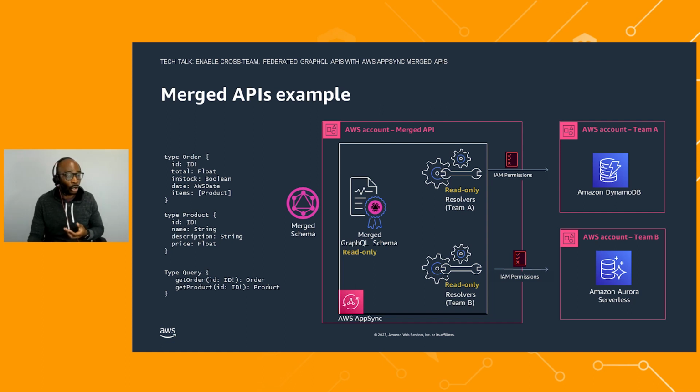Merge API can work across accounts or in a single account. So not only does it allow you to have different GraphQL APIs, you can also have different GraphQL APIs in different accounts. Again, working with that separation of concern and making sure that each team can work in their own environment.